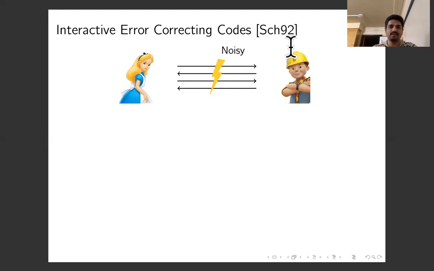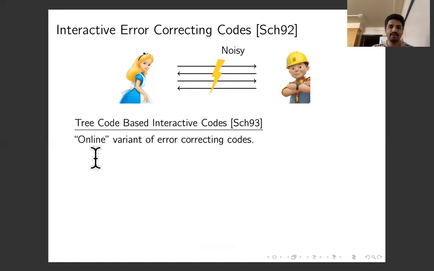This setting was studied by Schulman in '92. And the question is the same. How do you make such a communication scheme resilient to the noise in the channel? Now, many schemes have been proposed starting from this paper in '92 itself. And those schemes can be roughly categorized into two different paradigms.